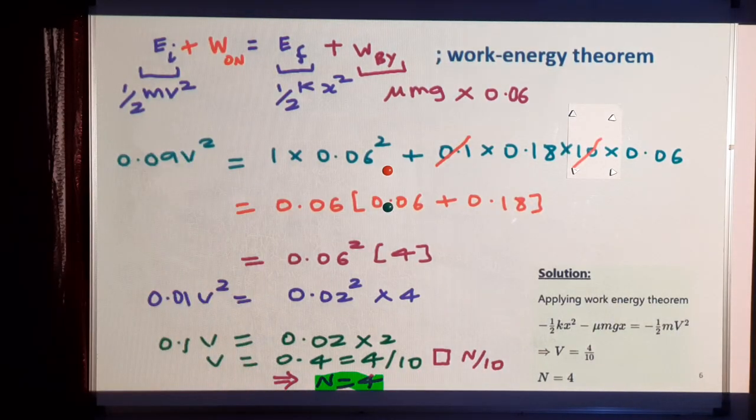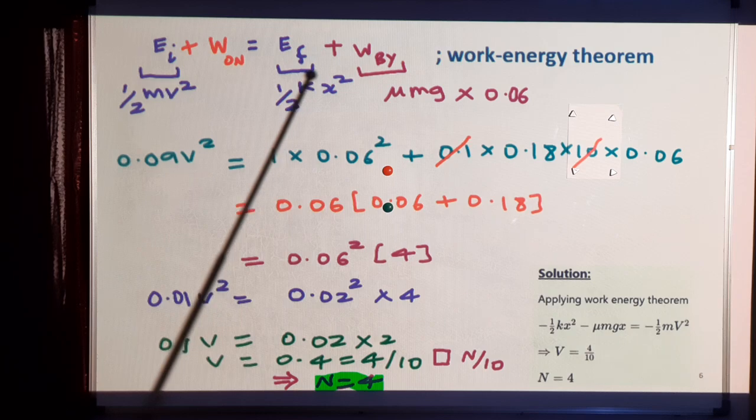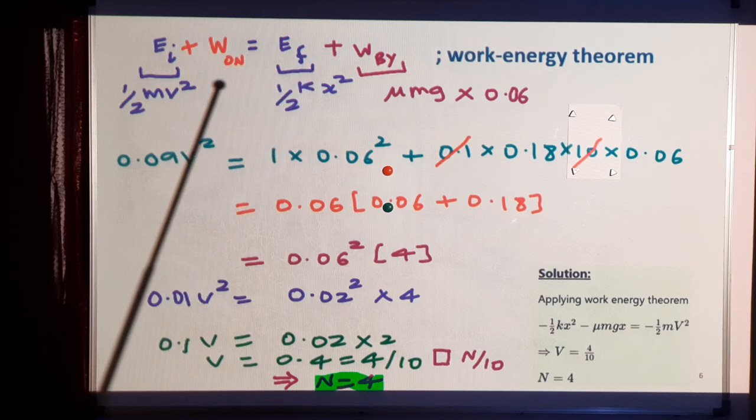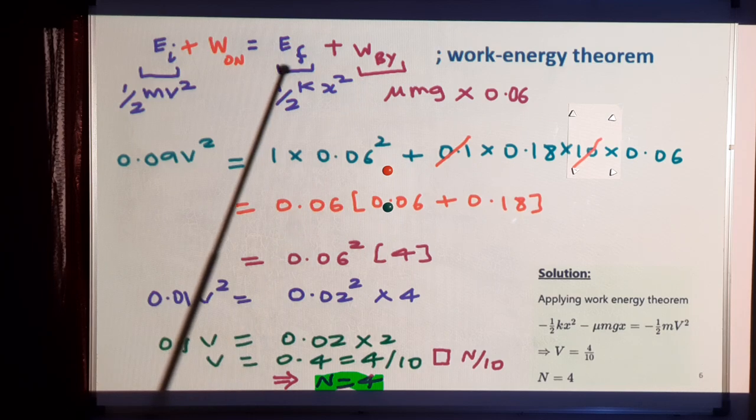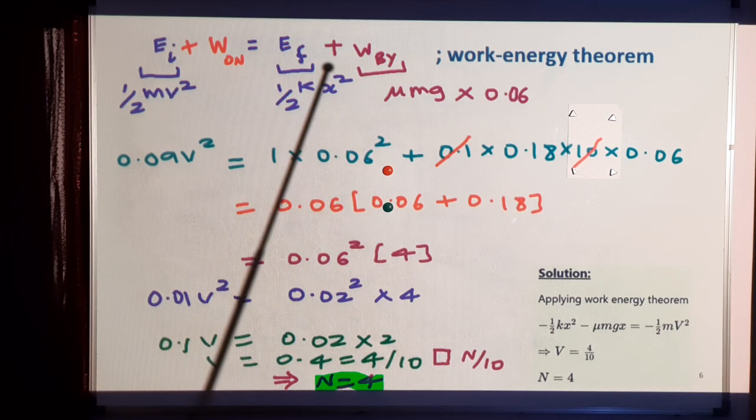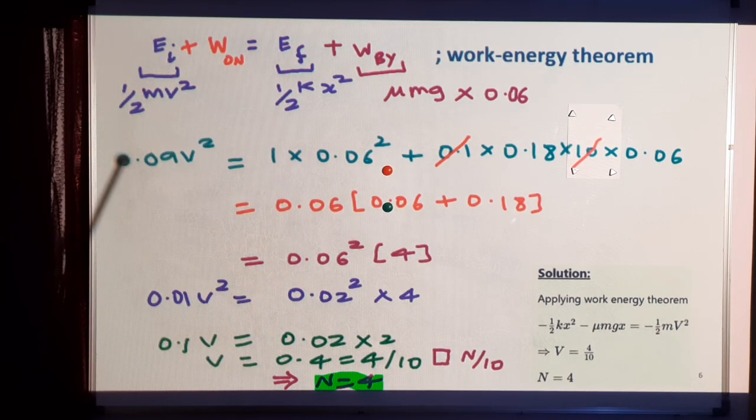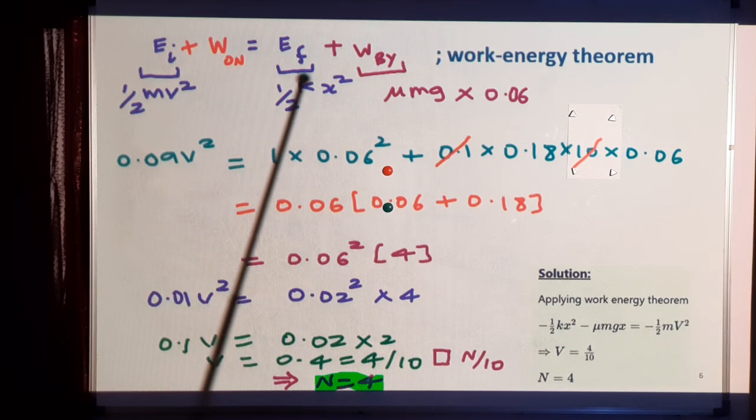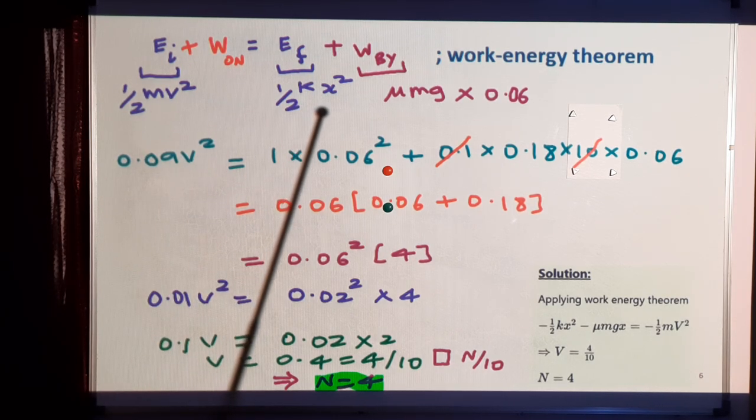This is what I explained here. Work energy theorem: initial energy is equal to final energy. Work done on the system will increase the final energy by an amount of work done, and work done by the system will decrease the final energy. So if we add this to the final energy, that will match the initial energy. Initial energy of the system is the kinetic energy of the block, half mv square. Final energy is the energy stored in the spring, because the kinetic energy is 0.